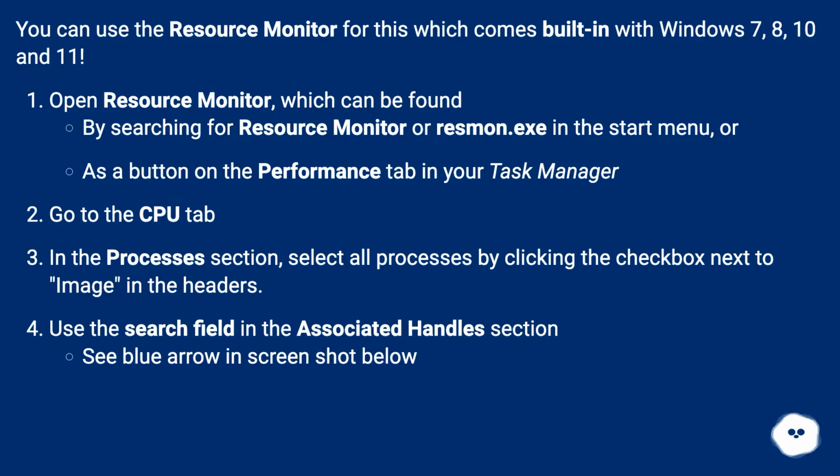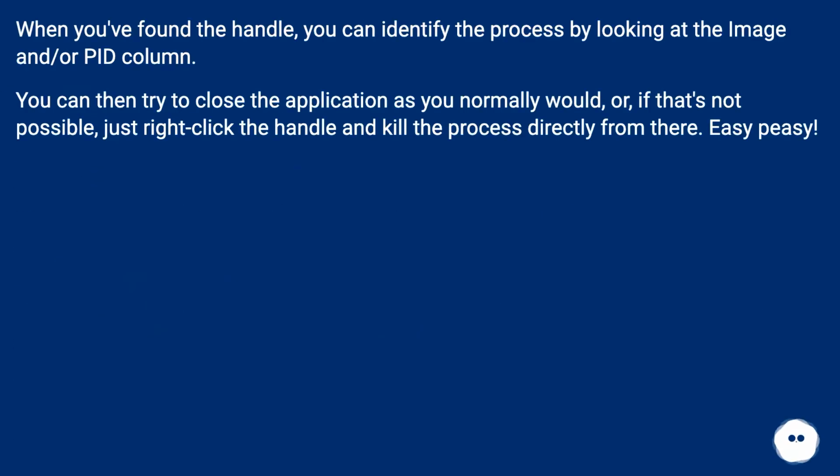Use the search field in the associated Handles section. See blue arrow in screenshot below. When you've found the handle, you can identify the process by looking at the Image and/or PID column. You can then try to close the application as you normally would, or, if that's not possible, just right-click the handle and kill the process directly from there. Easy peasy.